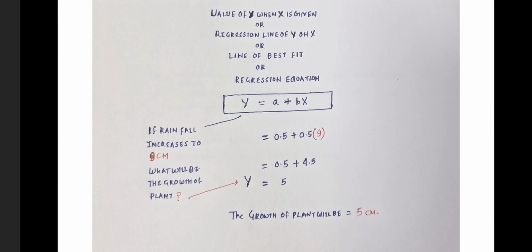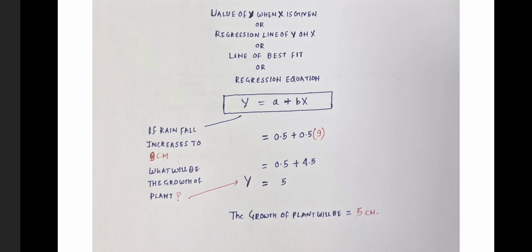So look at this picture. When we have a mathematical function here, y is equal to a plus bx, it is also called value of y when x is given. So whenever we have rainfall in centimeters, we can predict the value of y, that is the growth of rice in centimeters. We also call this line regression line of y.